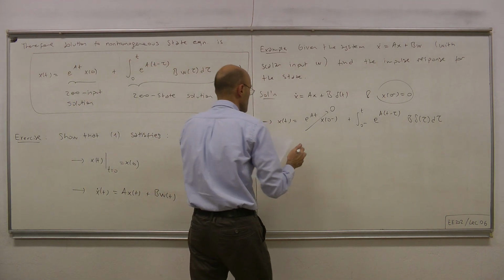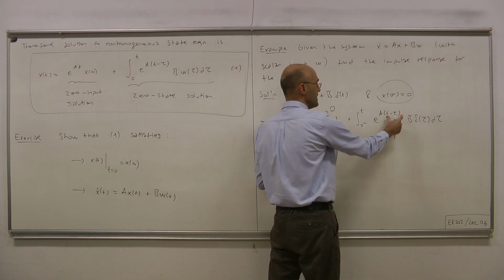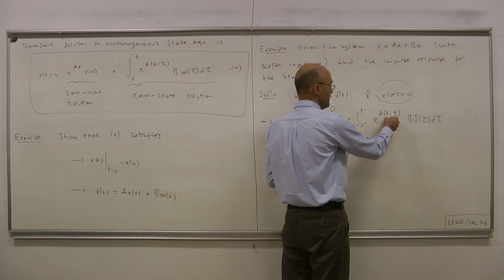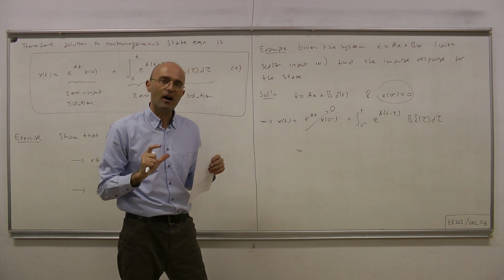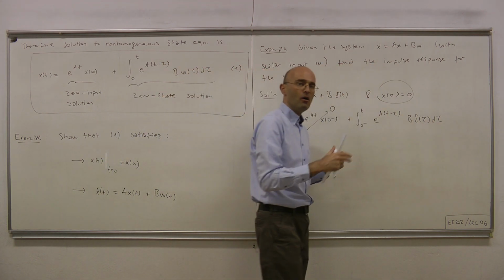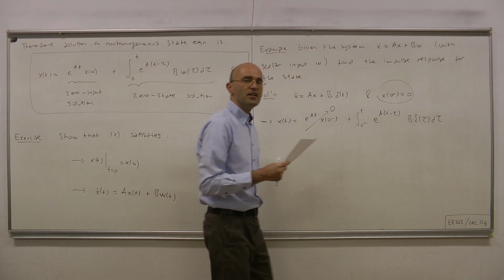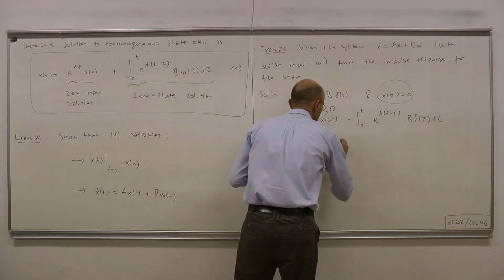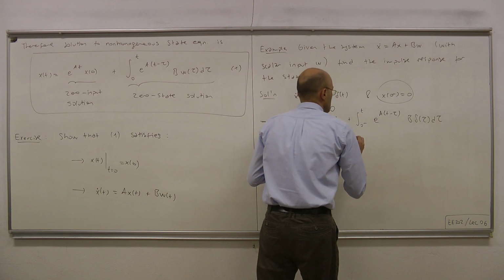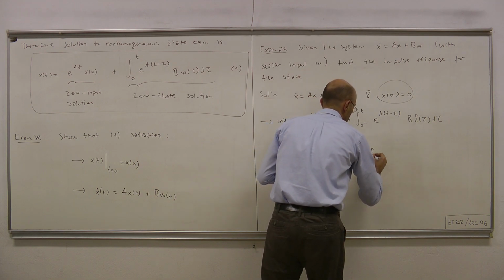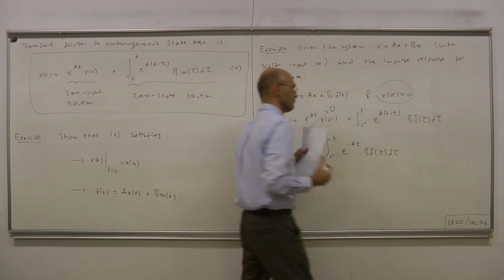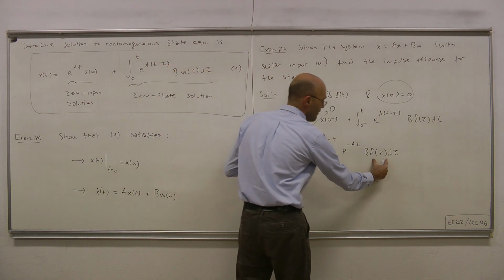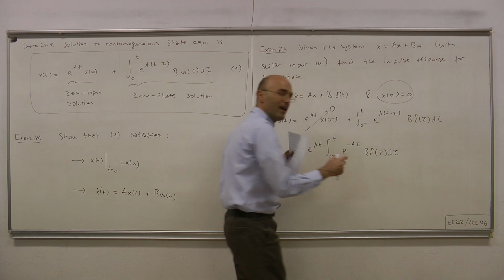And then, when we proceed, note that we have e to the A times t minus tau. Remember, one of the properties of the state transition matrix: this can be written as e to the At times e to the minus A tau. And since the integration is with respect to tau, we can take that e to the At term outside the integration. So let's do that. E to the At, and then we're integrating from 0 minus to t, e to the minus A tau, B, times delta of tau.